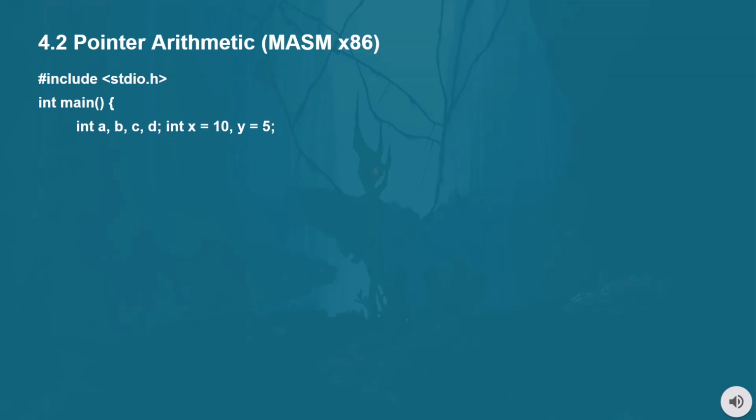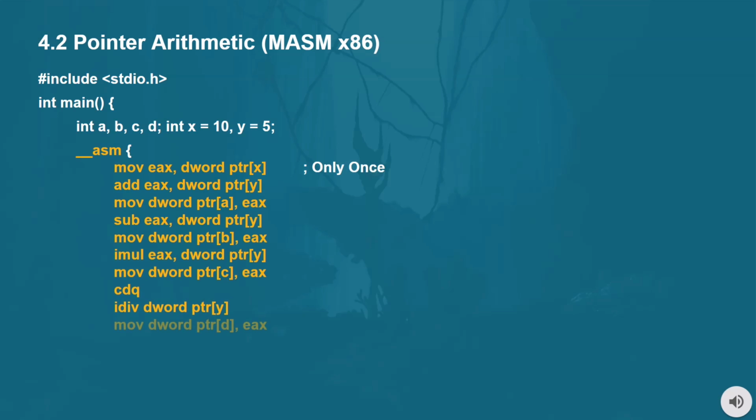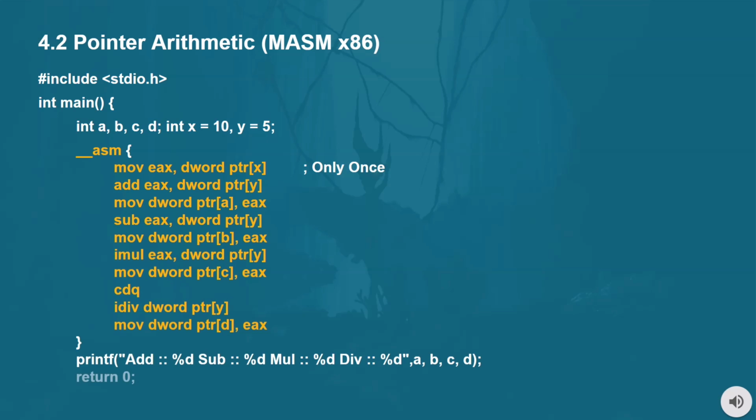Four arithmetic operations, addition, subtraction, multiplication, and division, are performed using assembly code within a C program, utilizing registers and memory operations to store results in variables A, B, C, and D.